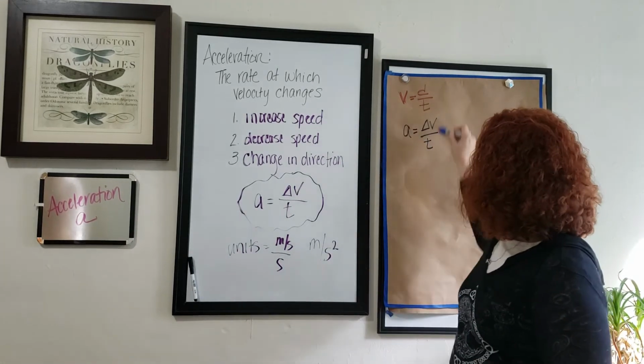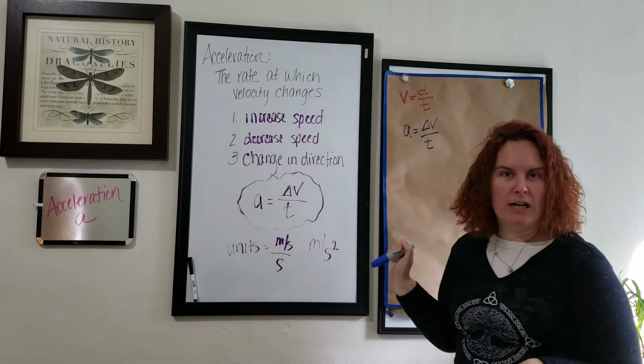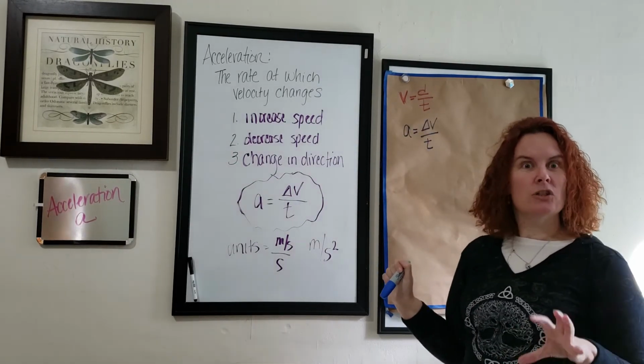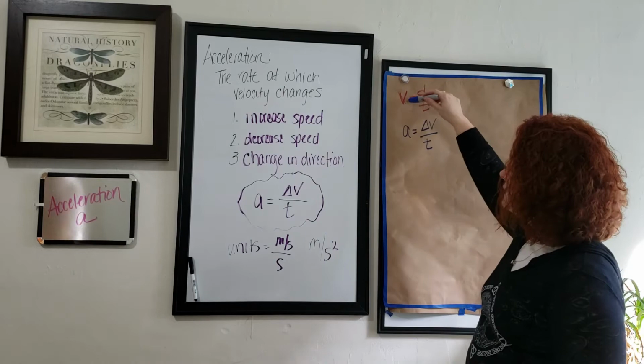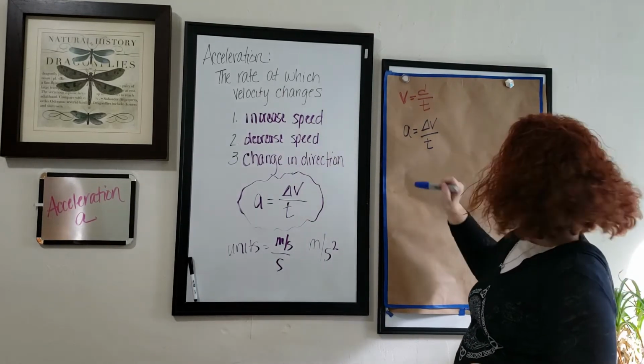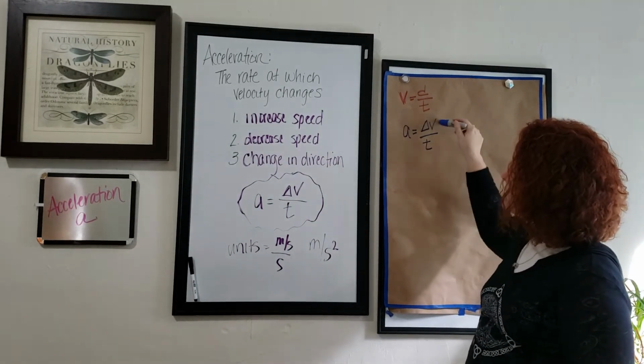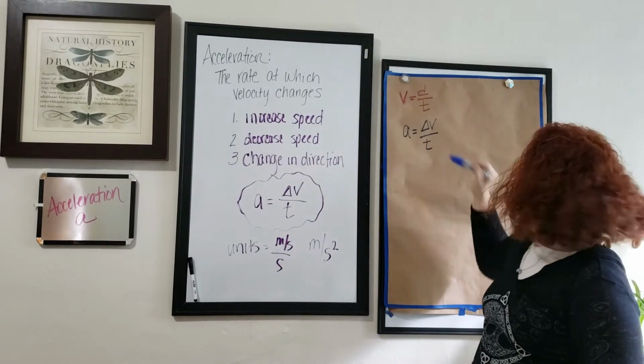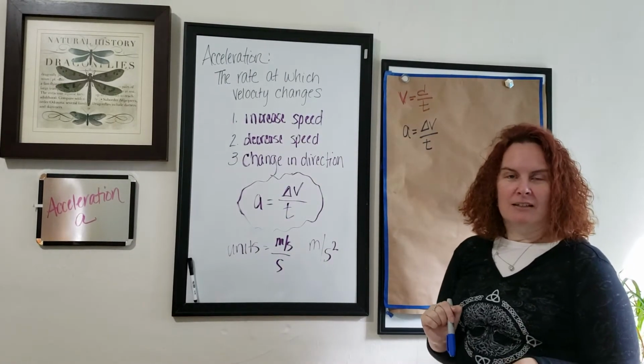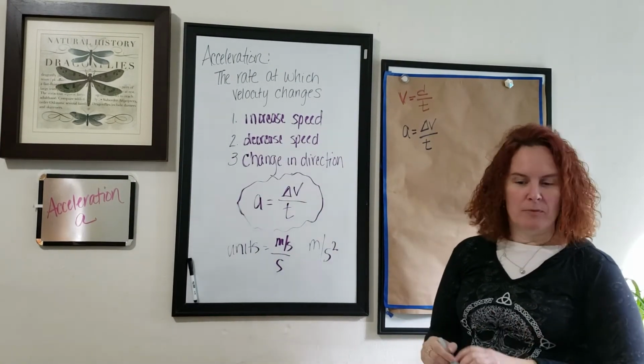This is our reference table here that we're keeping track of the equations that we should know by now. So we have our velocity equation, which is distance over time, and our acceleration, which is a change in velocity over time. And so now we're going to do a practice problem.